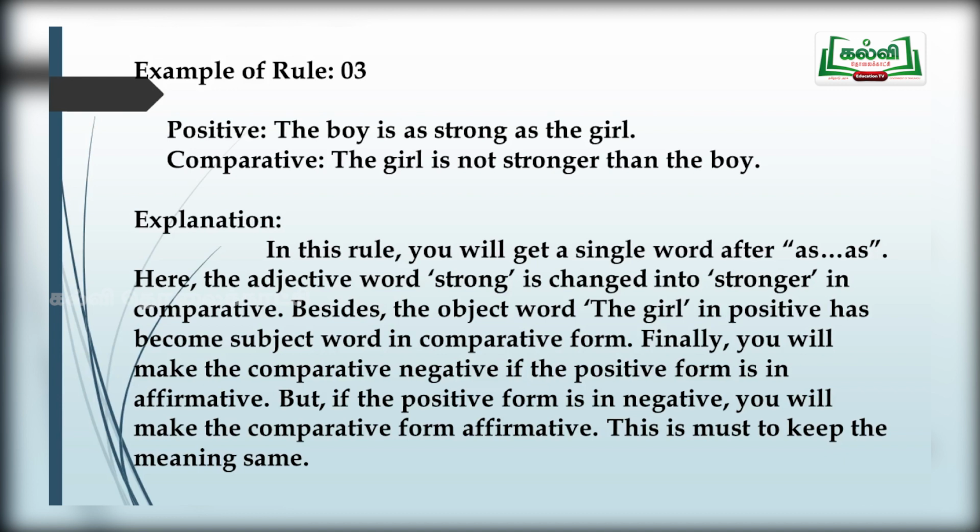A negative sentence will always have no or not. When your positive degree is affirmative, your comparative degree will have the negative form. Add not before the comparative degree of the adjective. Write the subject first. The girl is, the negative form not, the comparative degree of the word strong, stronger than the boy.